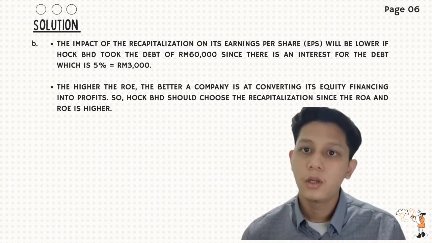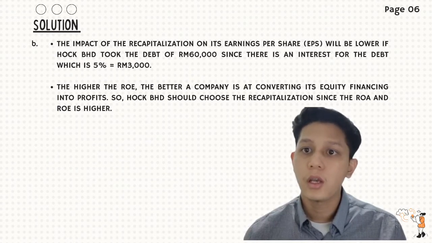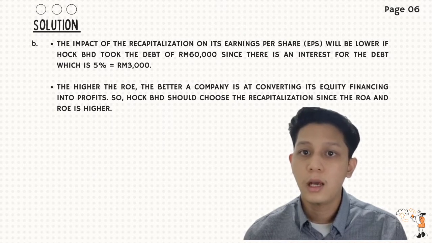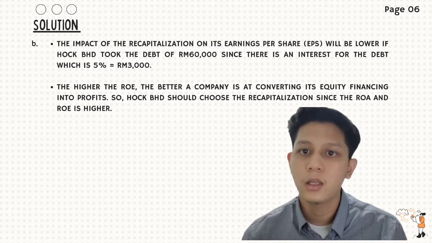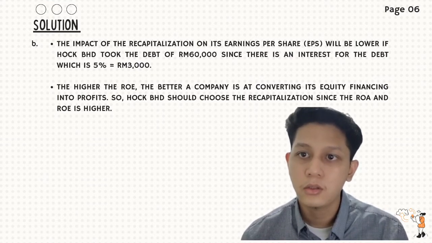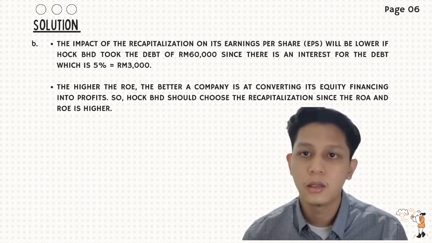Next, the impact of the recapitalization on its earnings per share (EPS) will be lower if Hok Berhad took the debt of 60,000, since there is an interest on the debt, which is 5%, equal to 3,000. So the higher the ROE, the better a company is at converting its equity financing into profit. So Hok Berhad should choose the recapitalization since the ROA and ROE are higher.